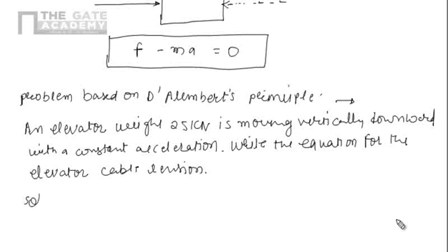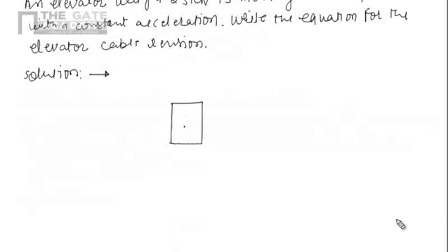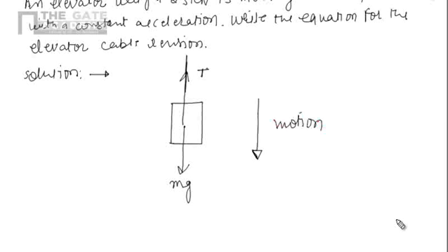So let's solve this problem. First of all, we will draw the diagram which will show all the forces. This is the elevator. mg is the weight of the elevator which is always acting in the downward direction. This one is the tension T in the elevator cable, and now it is going in the downward direction. So this one is the motion, and now we have to apply the D'Alembert principle.